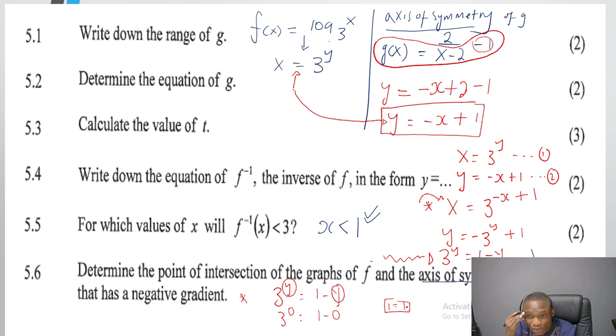Okay, we know y is 0. How can we solve for x? We go to any of the two equations. From x equals 3 to the exponent y, your y is 0. So x equals 3 to the exponent 0, therefore x is 1. So the intersection point, yeah, this is a very cruel question, is 1 and 0.